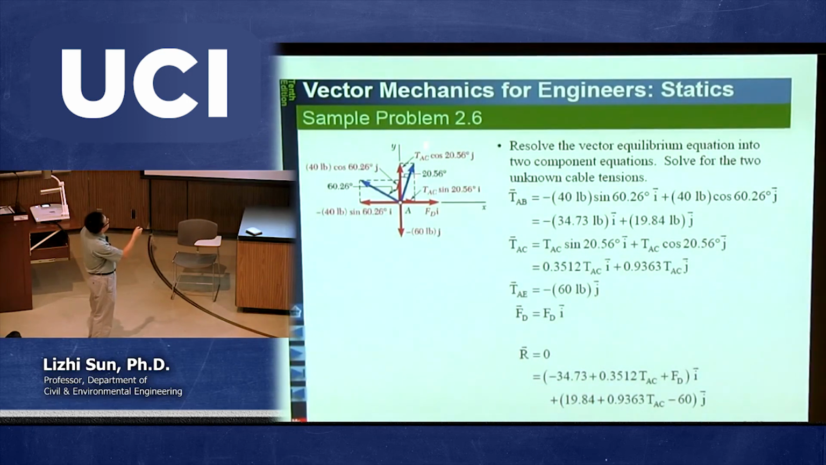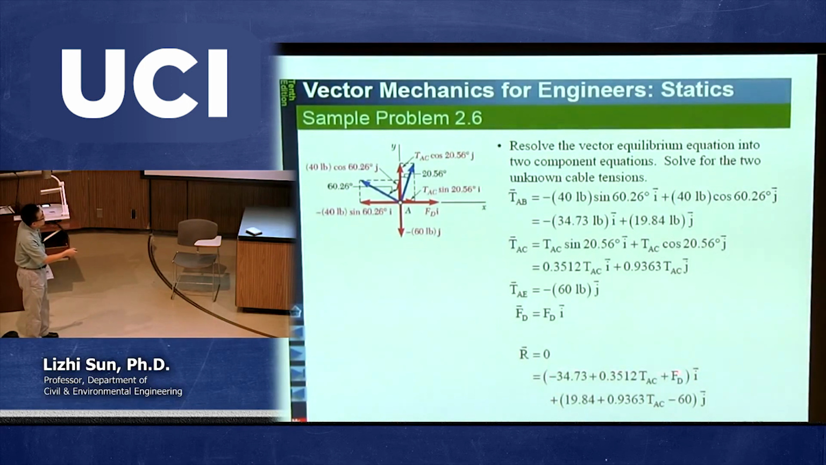Finally, we have this force. This unknown force is called TAC. What is the x component of TAC? That's going to be TAC times sine of this angle, 20 degrees. Sine 20-something is equal to 0.35. You punch your calculator and times TAC. So this is the x component of this force. The y component of this force is this one going up. So that's going to be TAC times cosine 20. Cosine 20 is 0.93 TAC.